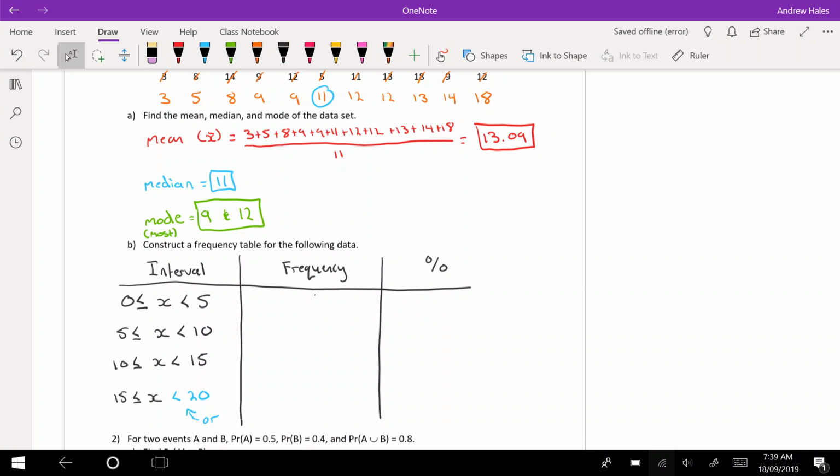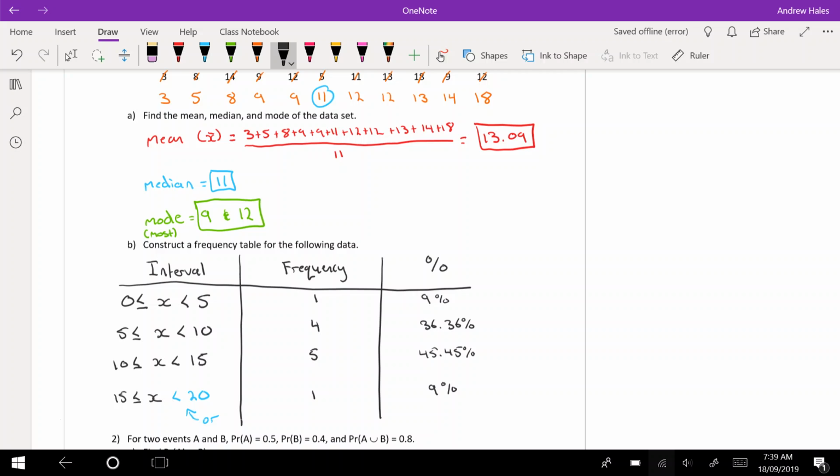Adding them together, we've got 1 here, we've got 4 here, we've got 5 here, we've got 1 there. Then we need to find the frequency of all of these. And I'm just going to approximate for this one, because it might be a bit annoying to write the decimals. So this is going to be around about 9%. This is around about 36.36%. This is about 45.45%, and this is about 9%.